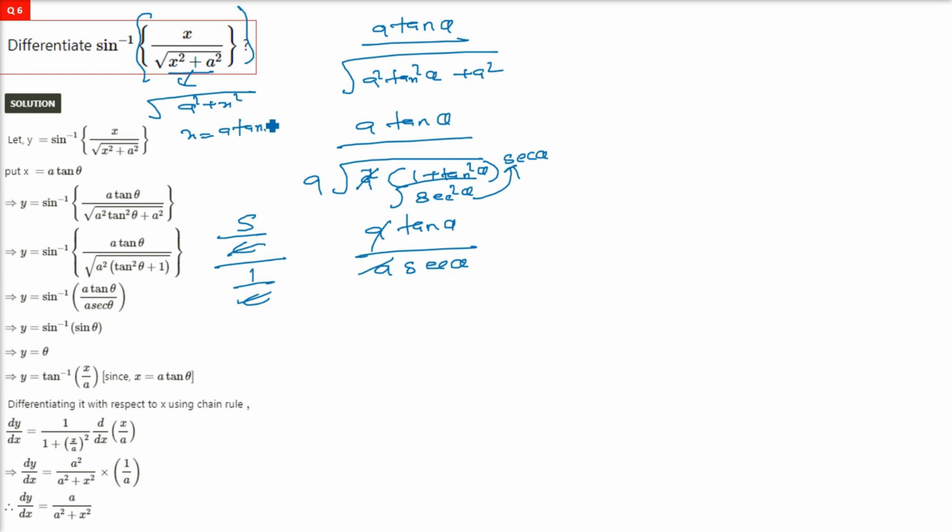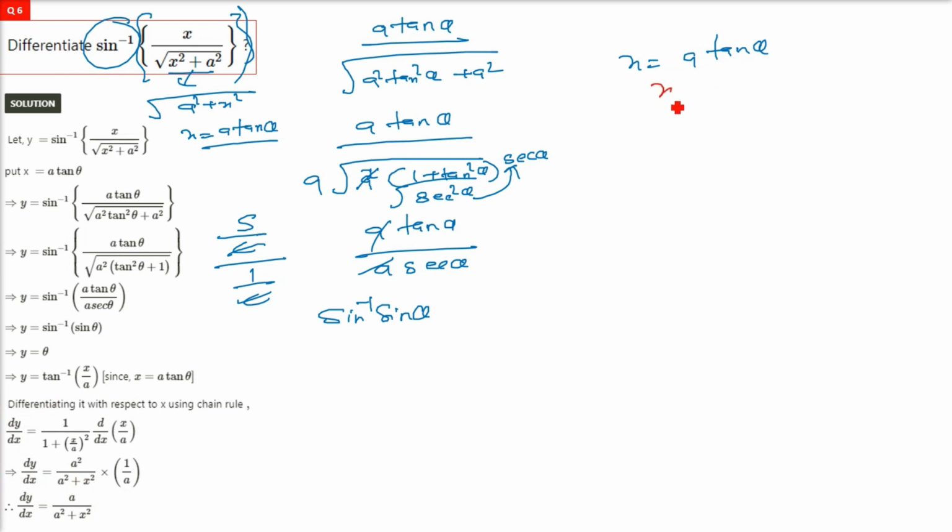That's what we wanted. So sin inverse, now finally what we are going to do, sin inverse sin theta. Sin you can nullify, and theta is tan inverse x by a, that we will differentiate. But is there any condition? No. There is no condition being given. So you can directly go ahead. x equals a tan theta.